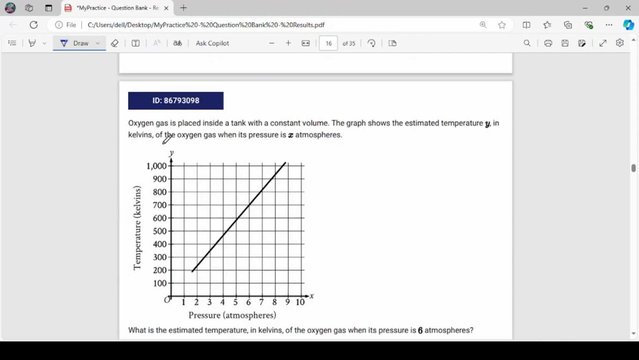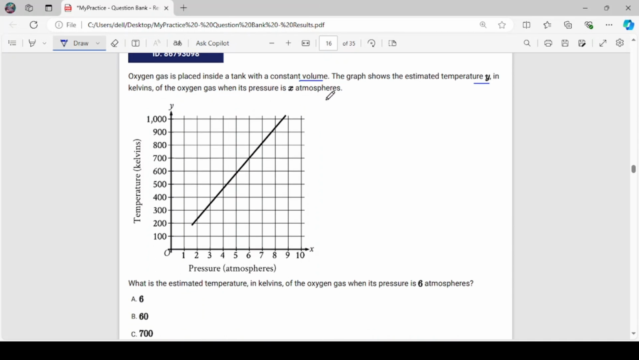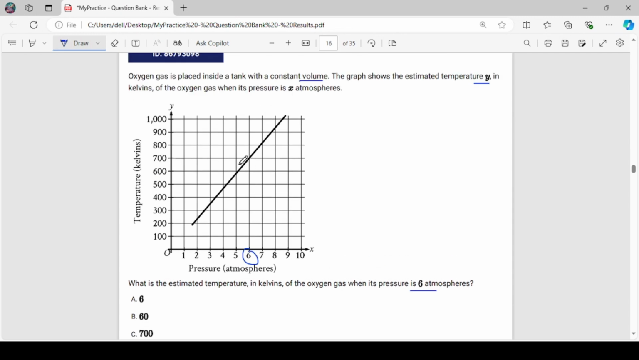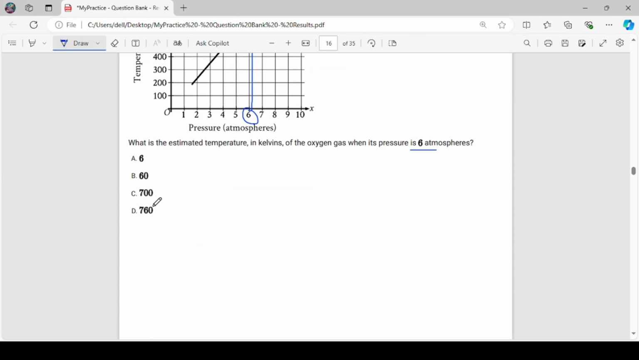Oxygen gas is placed inside a tank with a constant volume. The graph shows the estimated temperature y in kelvins of the oxygen gas when its pressure is x atmospheres. What is the estimated temperature of the oxygen gas when its pressure is 6 atmospheres? Easy question, we just take its value on the y-axis. 6 comes to here and this is 700, so our answer is 700.